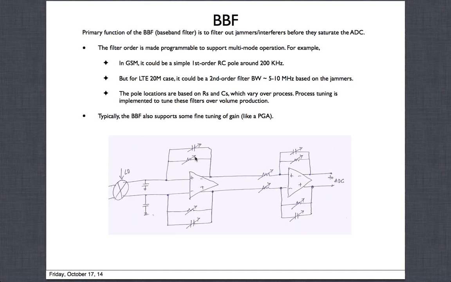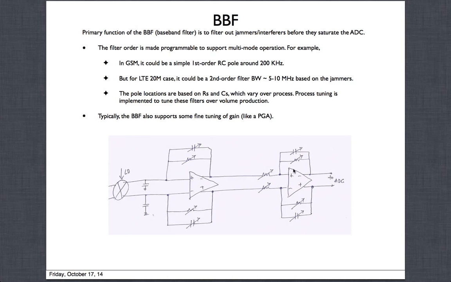Again, as I mentioned, this is a generic topology. You could provide two poles here, or you could even have more stages to provide a higher order filter. You can also provide some fine tuning of gain, like a PGA or VGA. You can do some fine tuning of gain of the whole RF chain here by doing this. And these are all highly programmable, and it puts a lot of pressure on the op-amps as to how we are going to design them, keep them stable and actually burn less power.